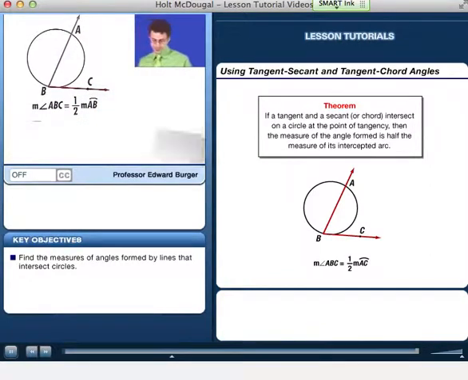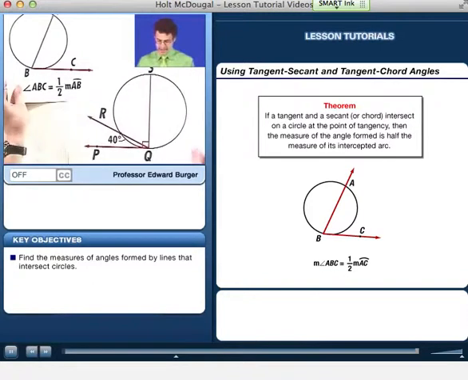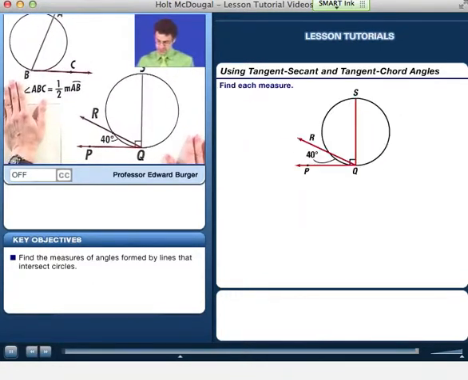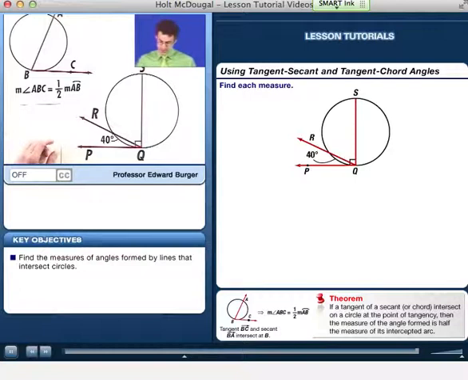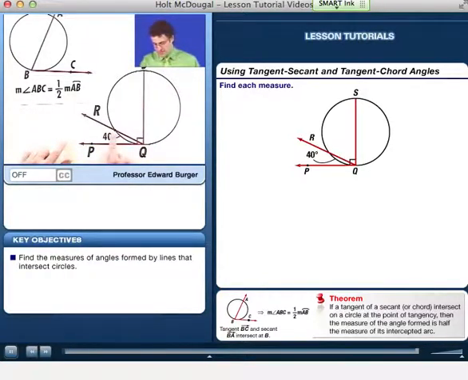So for example, if we look at this issue, here we're given lots of stuff. I'm told that this is a tangent line, and that the angle made by this chord and the tangent line is in fact 90 degrees. It's a right angle. I'm also told that this arc here has a measure of 40 degrees. And here's our mission: to see if we can find the measure of angle PQR. That's the first mission.